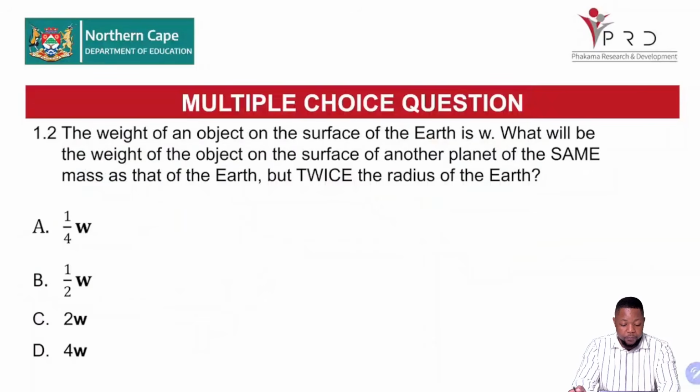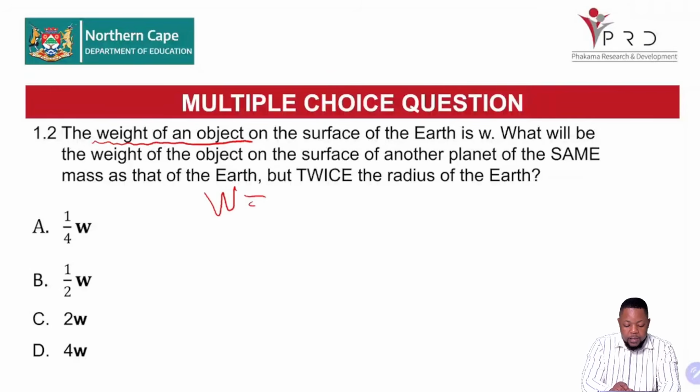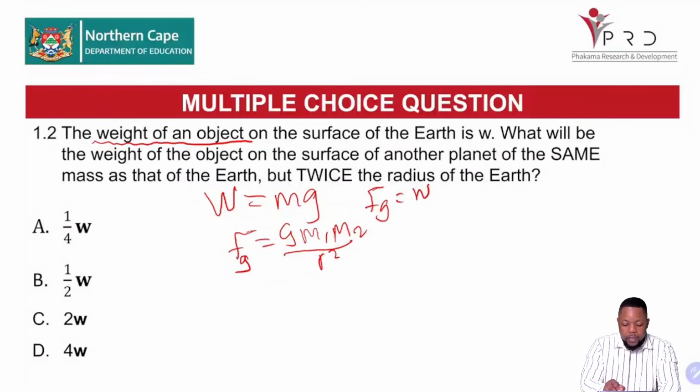The second question, the weight of an object. So now when you read the word weight, you should be looking at your data sheet and then you see a number of formulas. W is equal to mg. And then you will also see the other formula that says F is equal to G M1 M2 over R squared. Just know that this F here is Fg. In other words, this Fg is the same as weight. So those are the formulas that you can be thinking of as you are trying to answer this question.